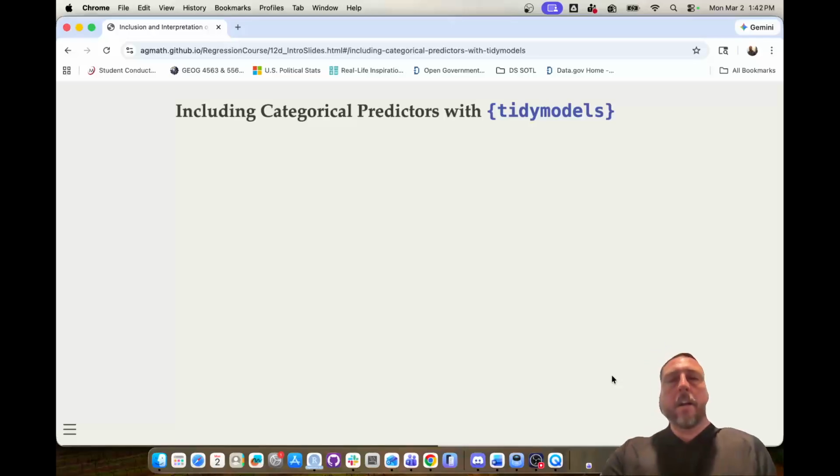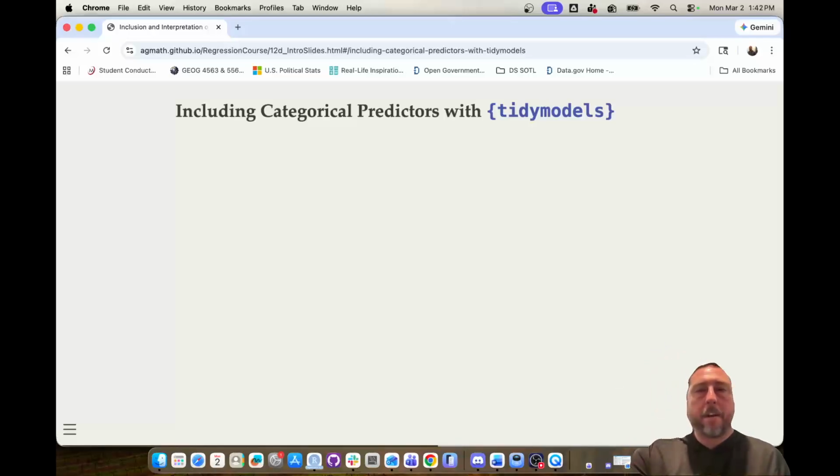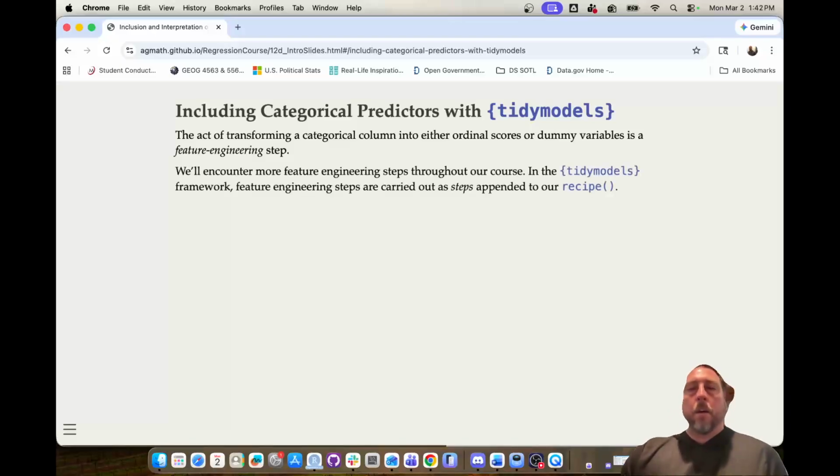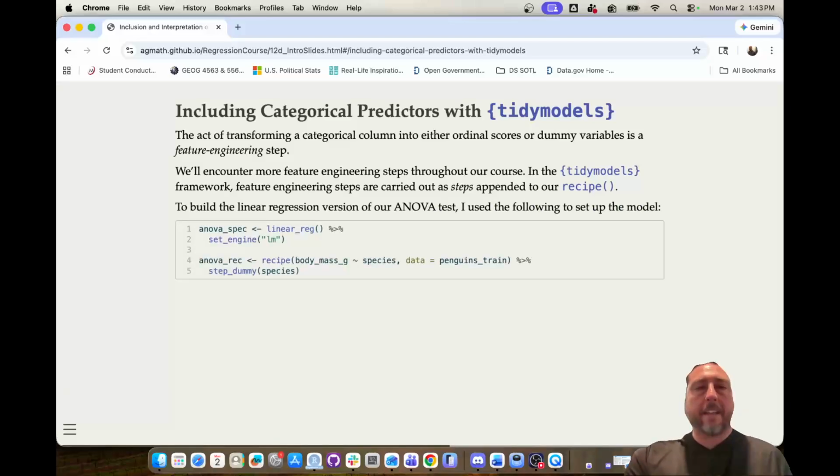All right. So let's look at the code required to include categorical predictors with the tidymodels framework. This is again one of the first times that we're seeing an actual feature engineering step. So we're taking a variable or a feature in our data set, and we're changing how it's going to be used inside of the model. We'll encounter lots of feature engineering steps throughout our course. These feature engineering steps are appended to our recipe. That's where we're going to add them.